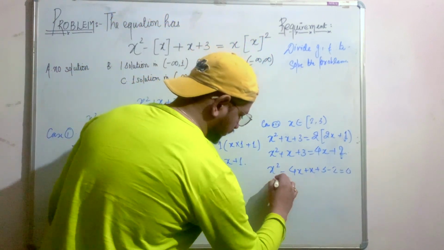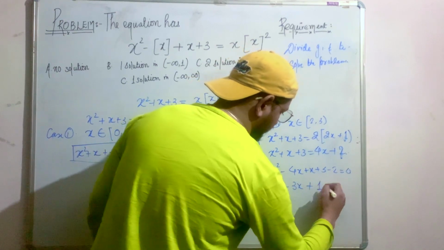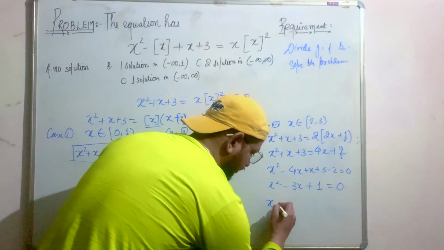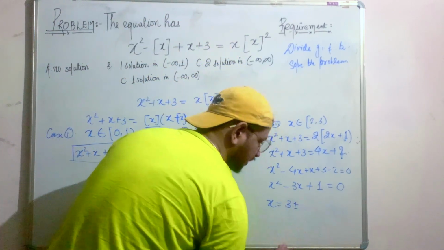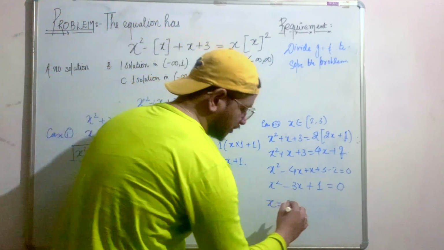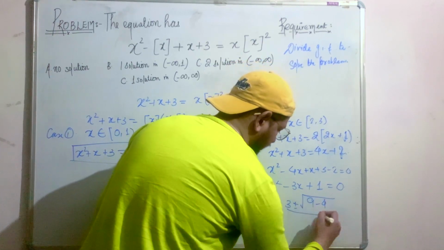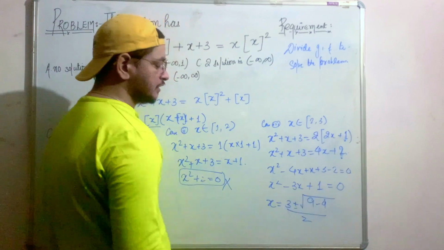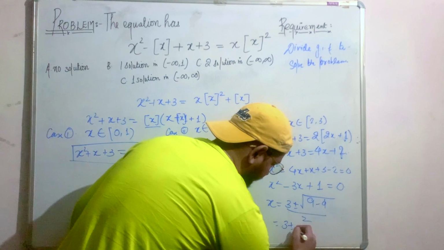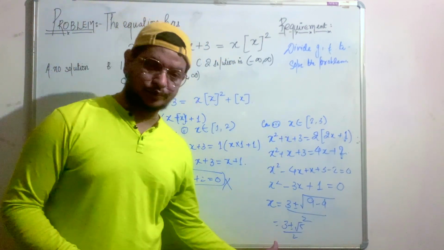If I solve it further, you will get x square minus 3x plus 1, that is equal to 0. Now, if I solve for x, we are using the Sridharacharya rule, and you will write x is equal to 3 plus minus root over b square, b square is 9, minus 4, by 2. So this value will become 3 plus minus root 5 by 2.